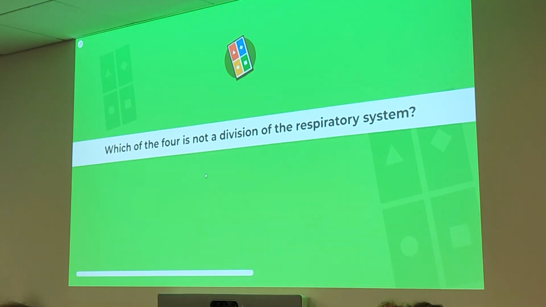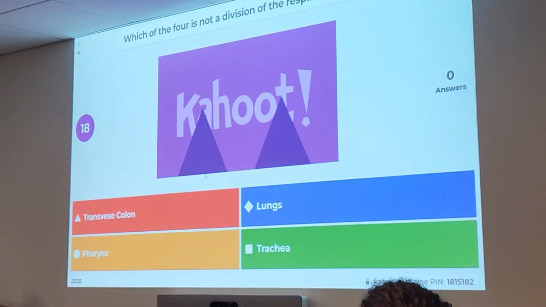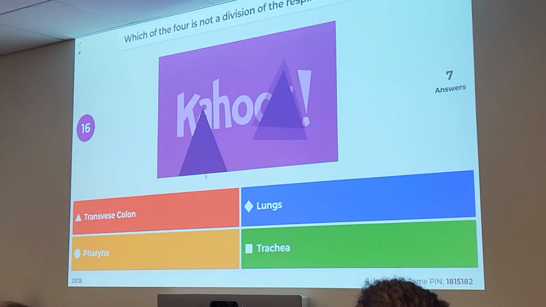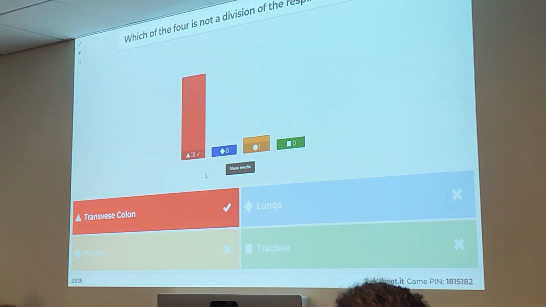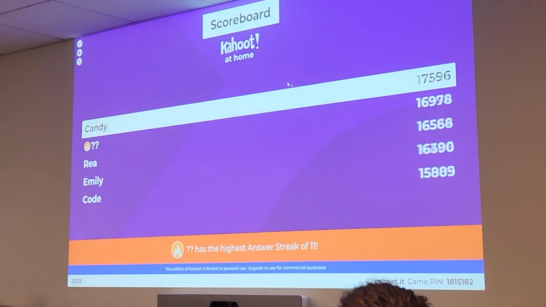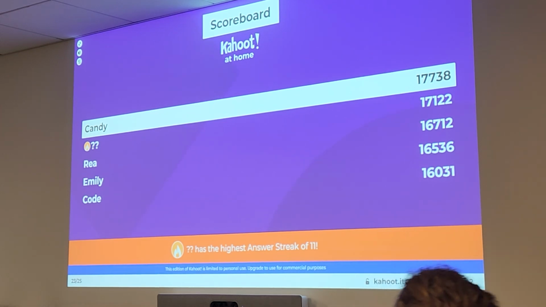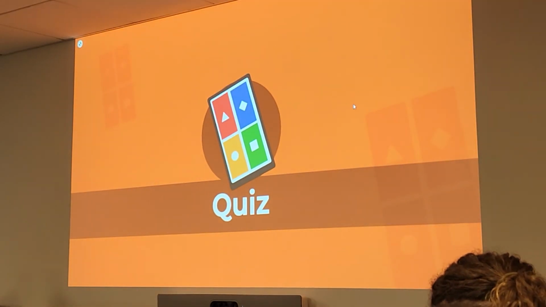Which of the four is not a division of the respiratory system? Transverse colon, very good. If you're breathing through your colon, you might get that checked out. Listerine, you can buy that at the store, it'll help out. Check out a really gross story about that. I'll say that later, after the chapter, next chapter.